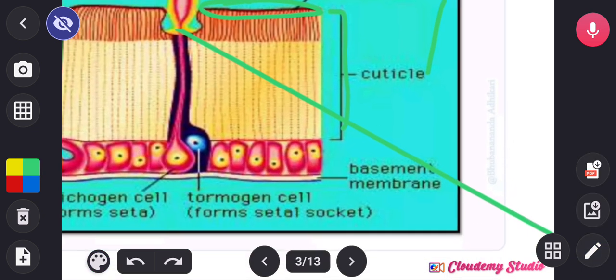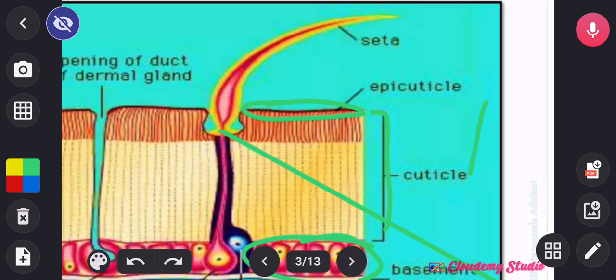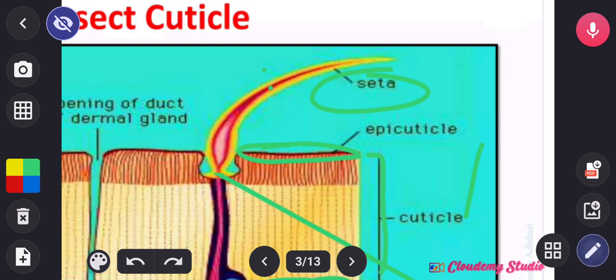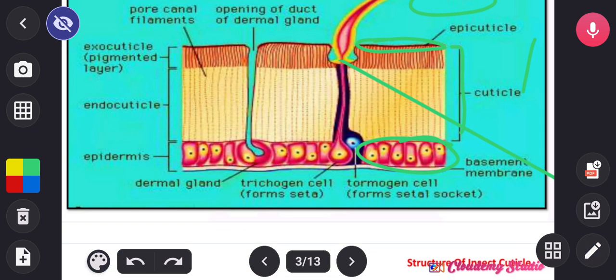And everything is sitting on what? It is sitting on a basement membrane, or the epidermal layer. Are you getting me now? It also has a hair-like strand that we call the seta, or setae. This is how an insect cuticle looks.